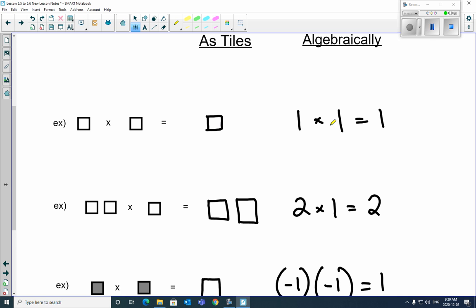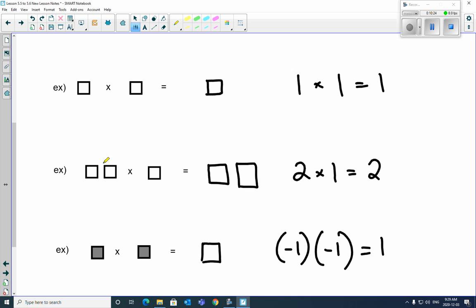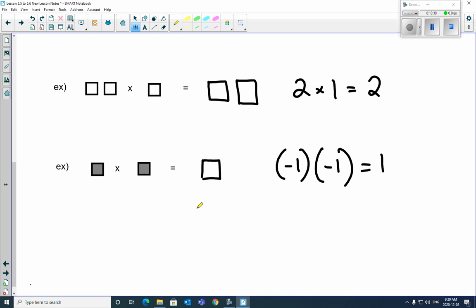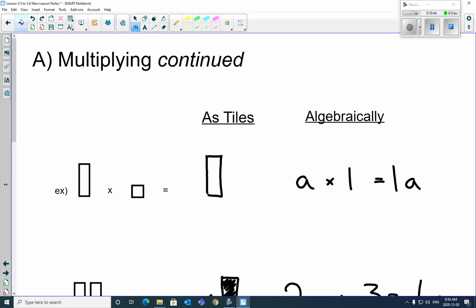So an example would be 1 times 1 equals 1. Here we have positive 2 times 1, so we end up with 2, so it's 2 times 1 equals 2. Now here's the cool thing about negatives, and we talked about this before: when you multiply two negatives you get a positive. What's the same with algebra tiles? A negative times a negative equals 1 positive. So negative 1 times negative 1 is positive 1. Okay? Next page, let's continue with multiplying.